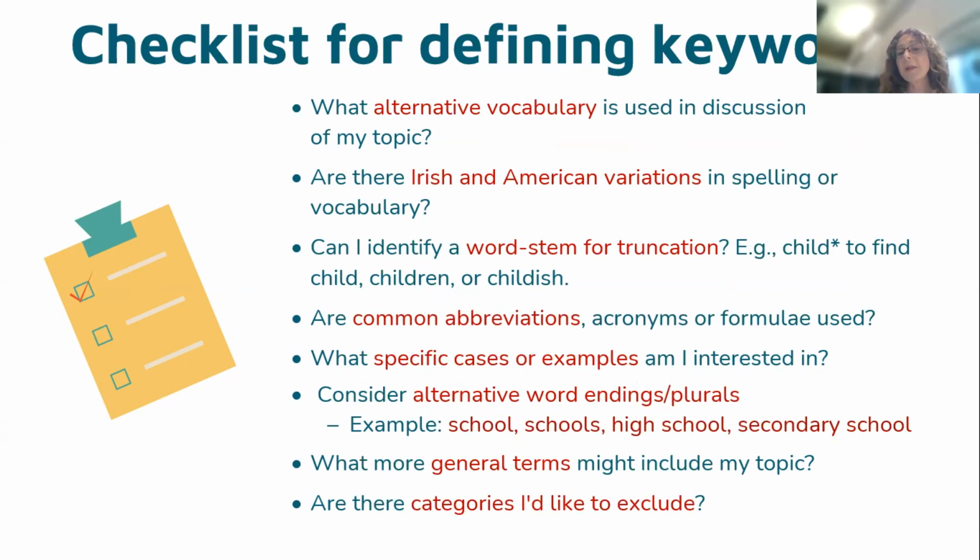Are there specific types of cases or examples that I'm interested in? Are there alternative word endings or plurals, such as school or schools? Are there more general terms that I might include in my topic to broaden it? Or are there categories that I'd like to exclude? Are there certain things that I don't want to look at and don't want to include in my review?